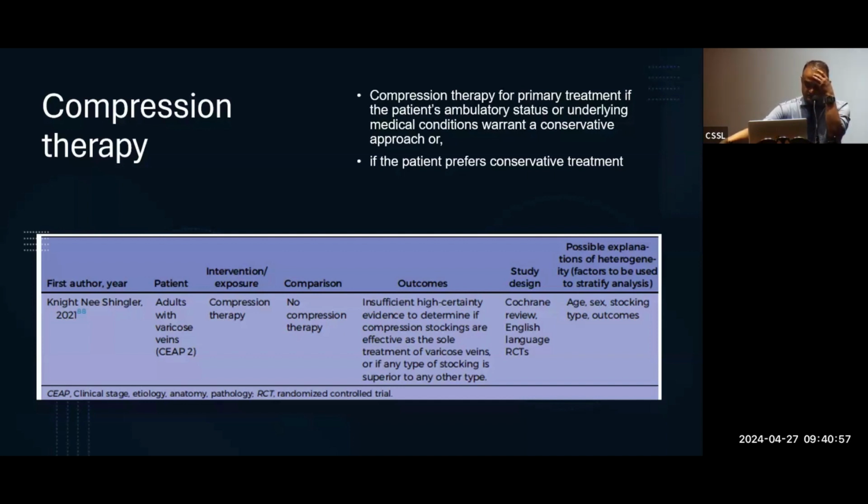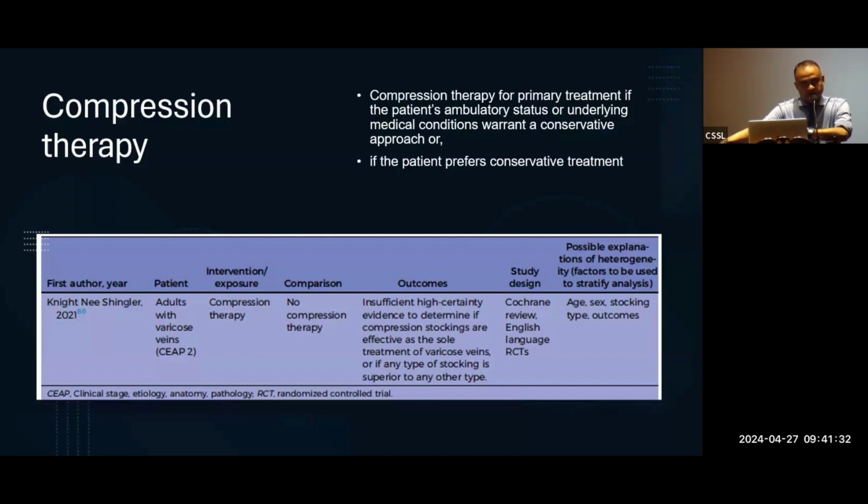So compression therapy as a standalone definitive treatment is not recommended unless the patient has a contraindication or a definitive limitation against other treatment methods. The best example is, let's say, a pregnant woman coming with varicose veins and the baby is still inside. You obviously don't want to give her foam or radiofrequency or laser or surgery or whatever. And hence, until the pregnancy is over, you can put them on stockings.